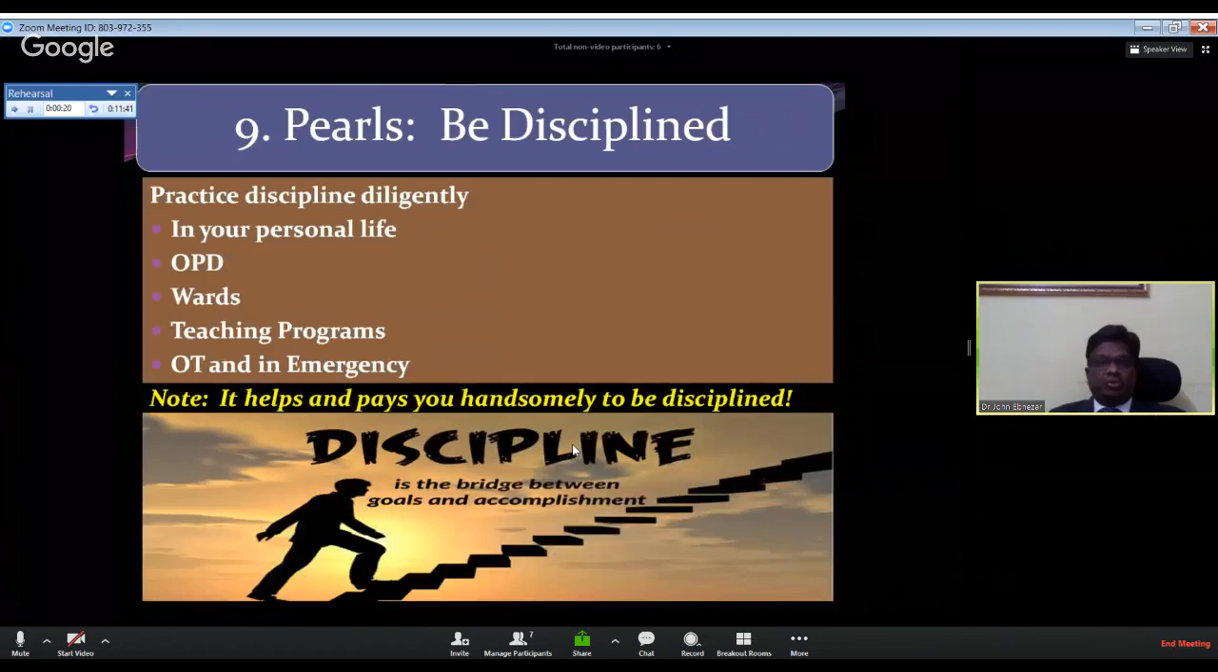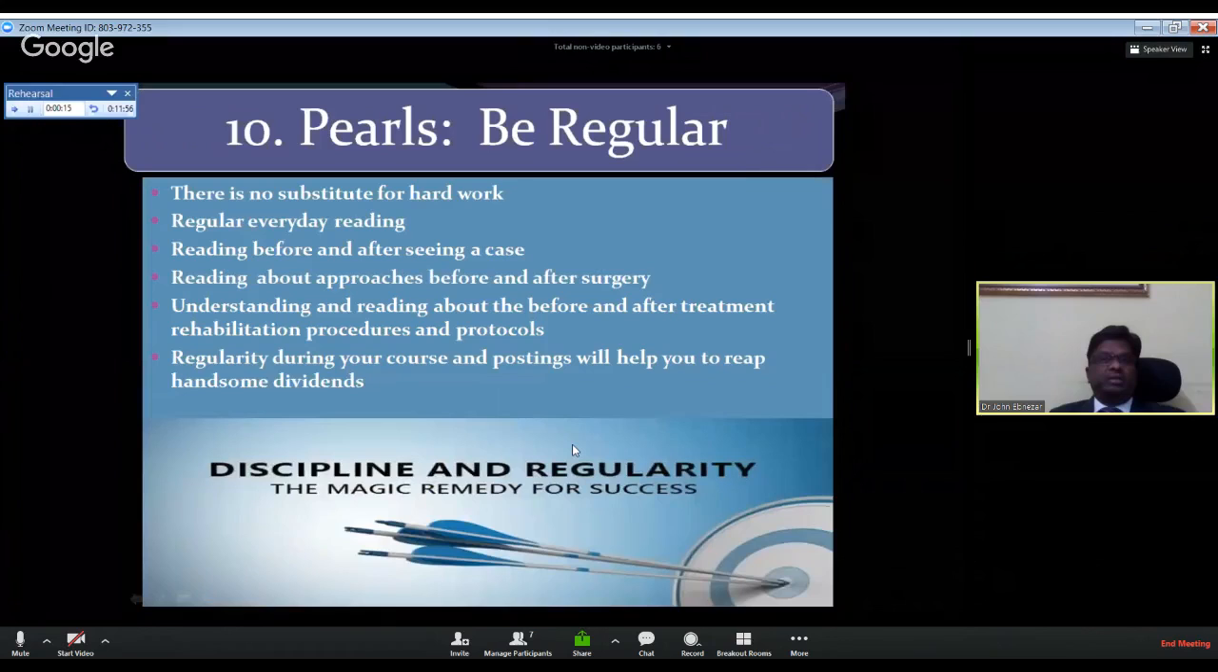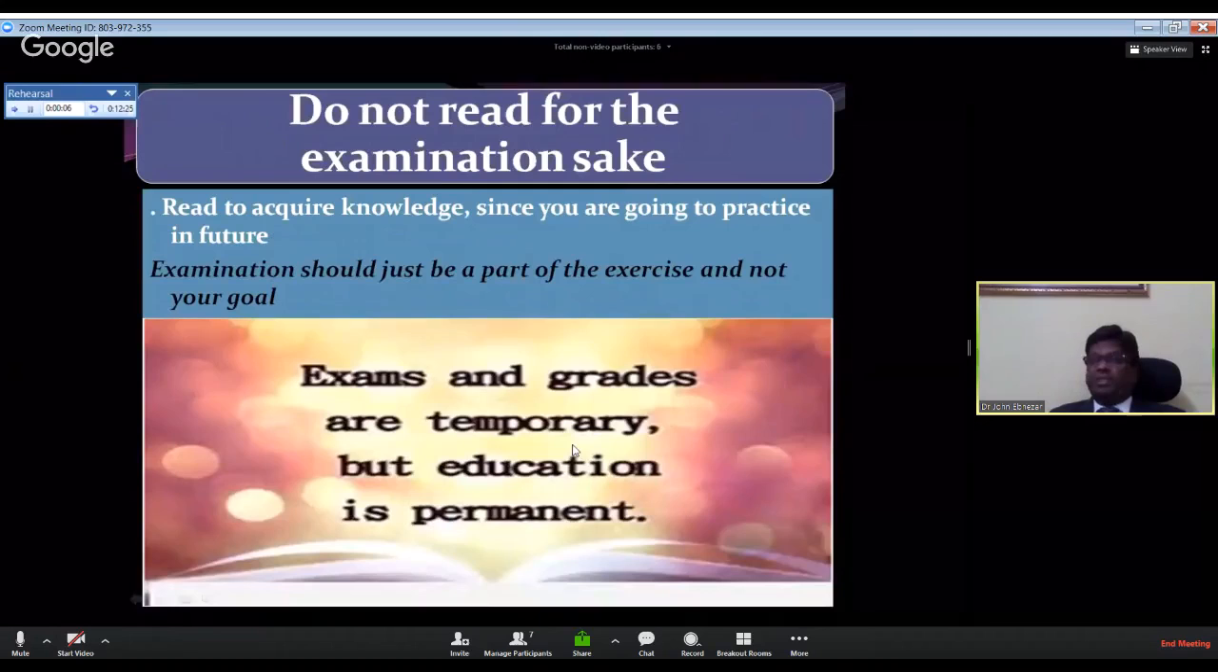Not only in your personal life, but in your professional life as students in OPDs, wards, teaching programs, OT, and in emergency. Discipline pays you handsomely. Be regular, no substitute for hard work. Read every day, before and after seeing a case, about the approaches before and after surgery, the treatment, rehabilitation, procedures and protocols. Do not read for the examination's sake, read to acquire knowledge since you are going to practice it in future. Examination should just be a part of the exercise and not your goal.